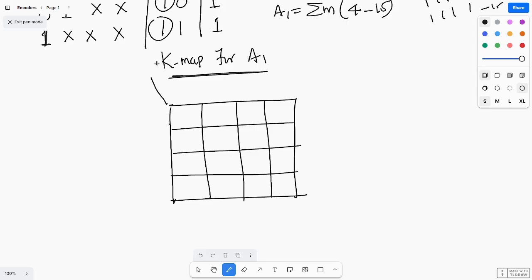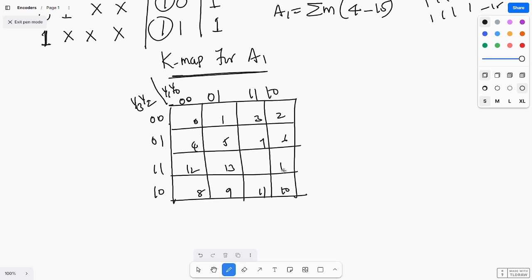So this is y3, y2, y1, y0. Okay, 0 0 0 1 1 0 1 1 0 0 0 1 1 0 1 1. Okay, 0 1 2 3, next 4 5 6 7 8 9 10 11 and 12 13 14 15. Okay, so what are the min terms?